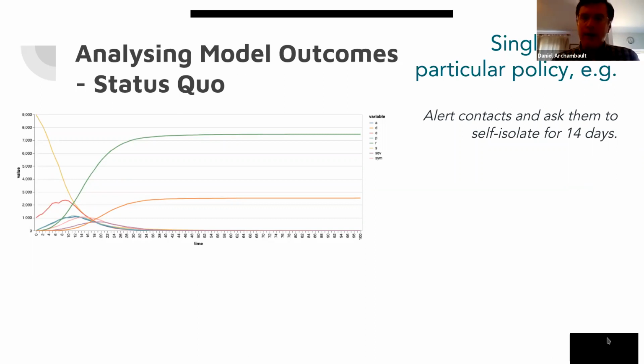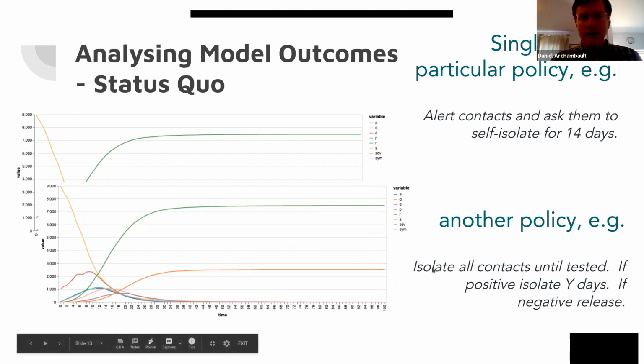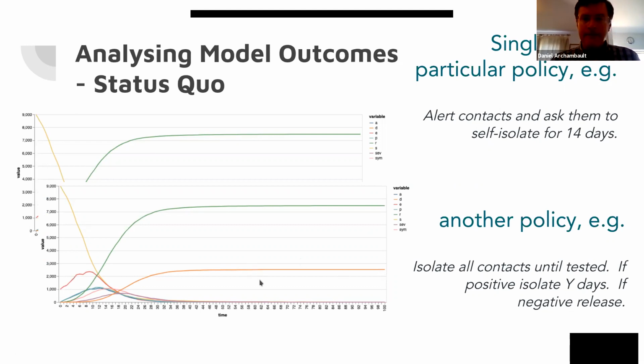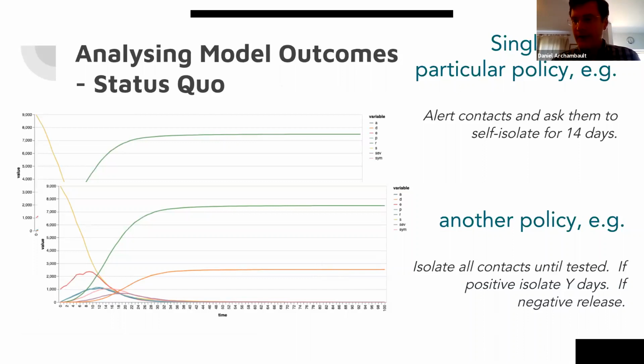So in this case, we tell essentially all contacts of somebody who tests positive for the disease to self-isolate for 14 days. Another policy could be: isolate all contacts until tested. If positive, isolate for Y days. If negative, release. And what you can do is, based on these simulated policies, you can decide if certain edges are going to infect or not. And at an aggregate level, you can look at the number of people that lie in each of these bins. And so that's good for a macroscopic view, but we might want to look at the individual infection maps and for trends in how they work.